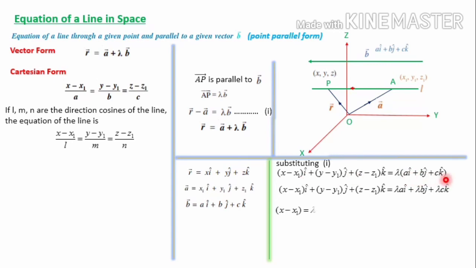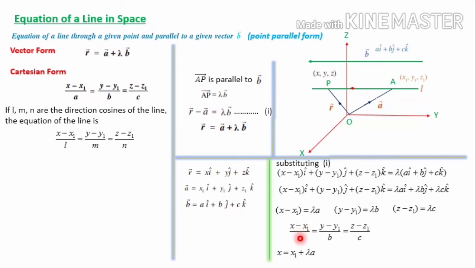So here two vectors are equal, which means their corresponding components are equal. Before equating the components, we have to remove the bracket. x minus x1 into i cap plus y minus y1 into j cap plus z minus z1 into k cap is equal to, when you take lambda inside, lambda A i plus lambda B j plus lambda C k cap. Then we can equate the components: the i component x minus x1 equals lambda A, because the vectors are equal. Then y minus y1 is equal to lambda B, and z minus z1 is equal to lambda C.